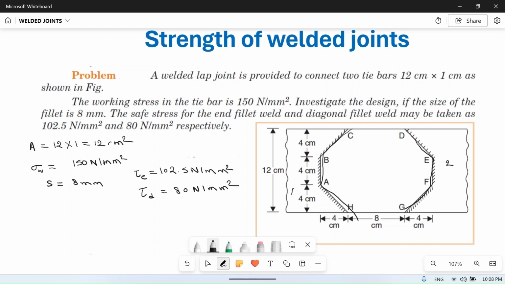So everything is given in mm, so we will convert this area also in mm. So area will become 12 centimeter square, so 12 into 1 centimeter is equal to 10 mm square. So it will become 1200 mm square, because this 10 mm square will become 100 mm square.